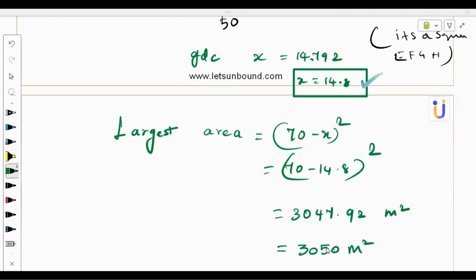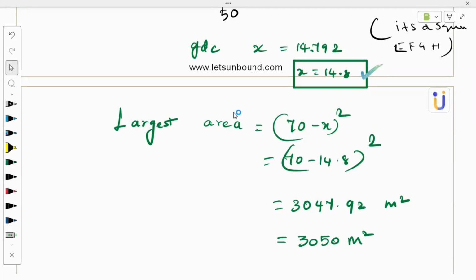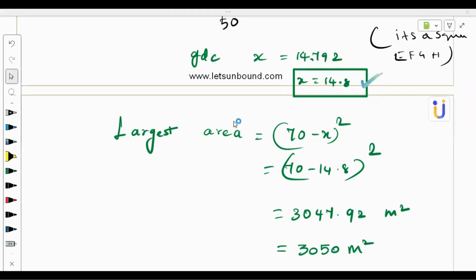And that simple it is. So in this question, we can easily get 17 marks with all A1 grade.